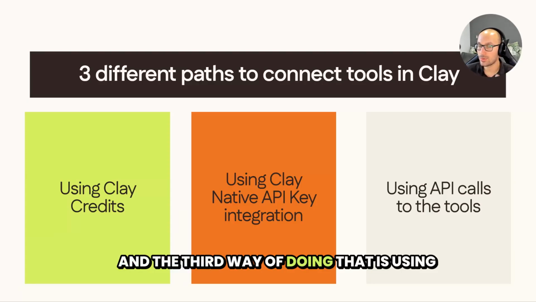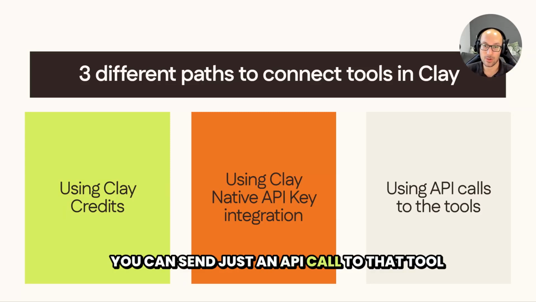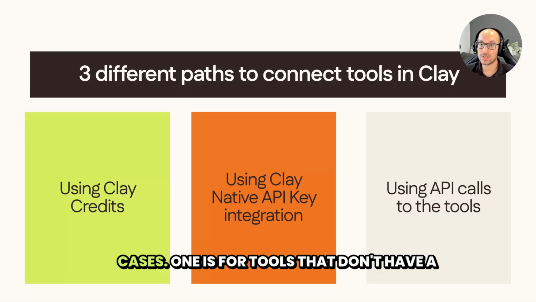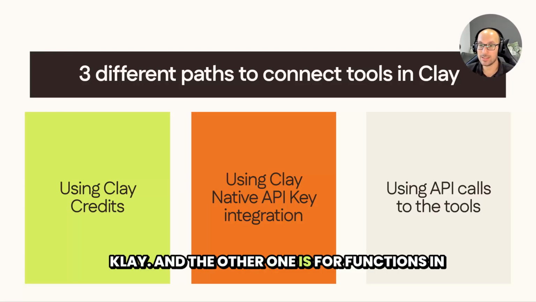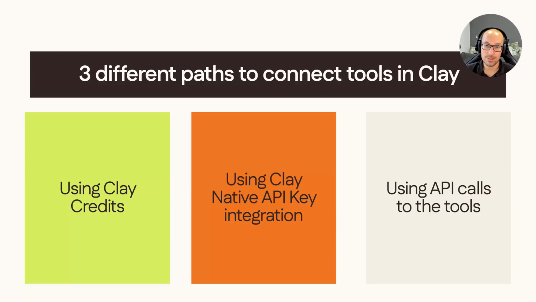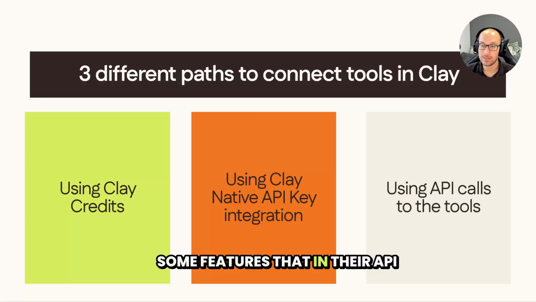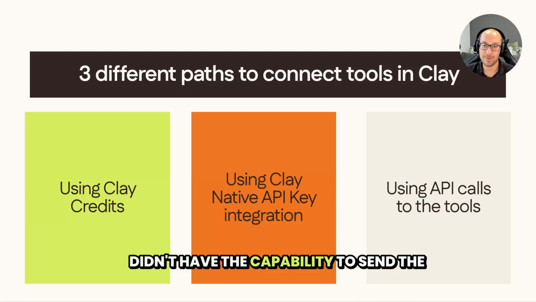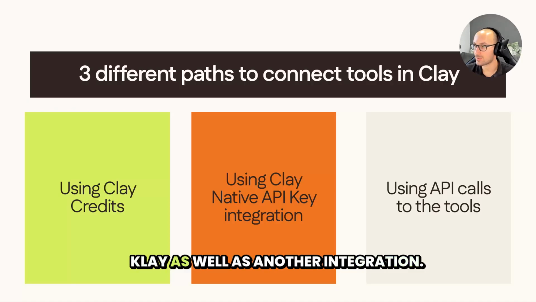And the third way of doing that is using API calls to the tool. So you can just send an API call to a tool that you have a subscription to. And this case will apply for two use cases. One is for tools that don't have a native integration with Clay. And the other one is for functions in the tool that don't have a native integration in Clay. So for instance, a few months ago, Prospeo had some features that were shown in their API documentation, but in Clay, you didn't have the capability to send that request to Prospeo. But right now you have other solutions in Clay as well as a native integration.